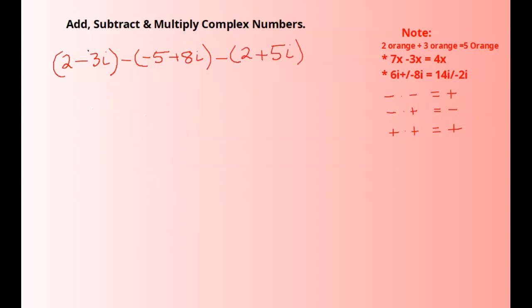Okay, so we have these 3 separate terms. So let's go ahead and remove the parentheses. Here it's positive, so nothing is going to change. So we got 2 minus 3i. Here is negative. It's going to cause a lot of changes. So negative times negative becomes positive, so 5. And negative times positive becomes -8i.